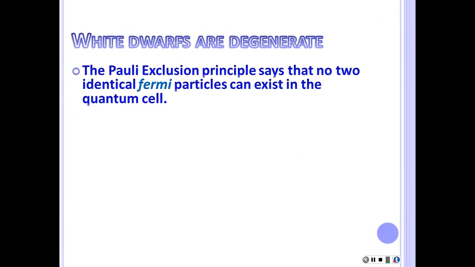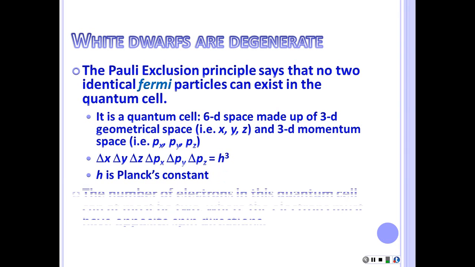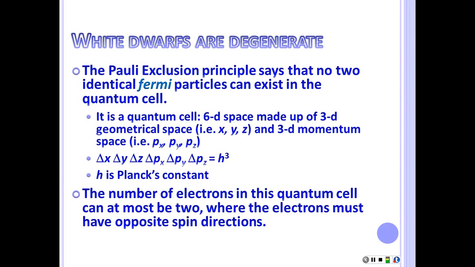So, we've already covered this when we talked about the helium flash, but remember that the Pauli Exclusion principle says that you can't have two identical Fermi particles in the same quantum cell. And remember that our quantum cell is basically both geometrical space and momentum space. And so the product of the differences in space and momentum cannot be less than Planck's constant cubed. But you can have two in a cell because you can have spin up and spin down.